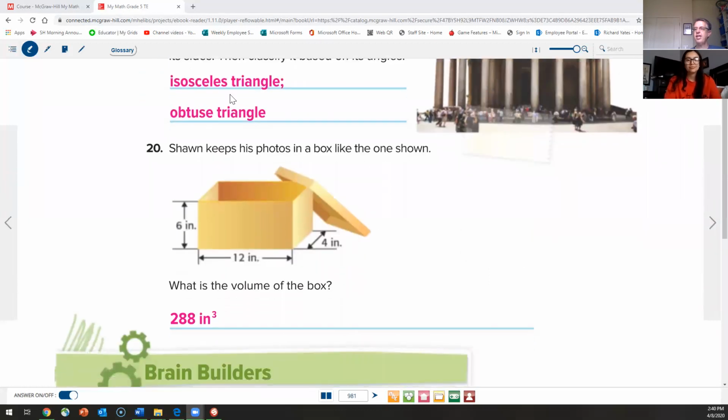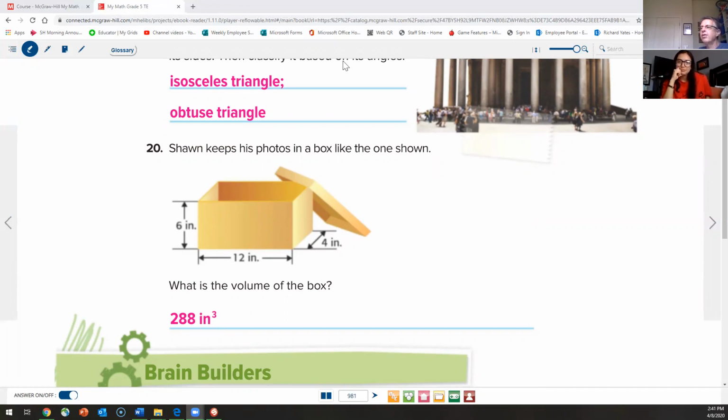Basically, Sean keeps his photos in a box like the one shown. Now, in the book, they give you answers just as the number with inches cubed. It's very important for you on the test to make sure that you use answer sentences. So if it asks what's the volume of the box, please say the volume of the box is in your answer sentence. On this one, the answer is 288 cubic inches.